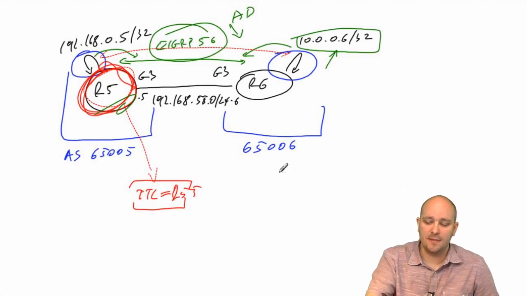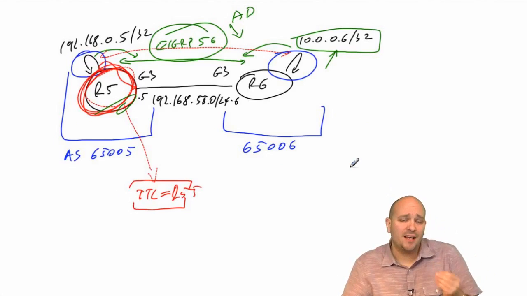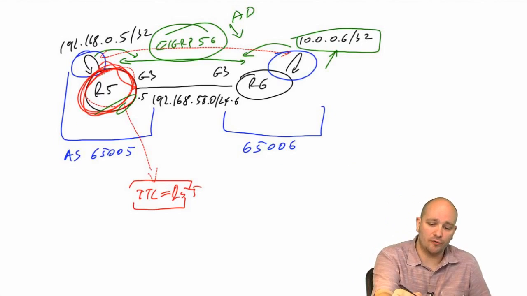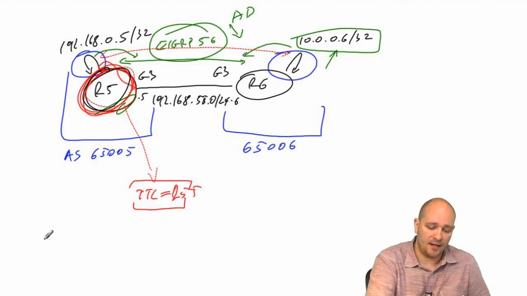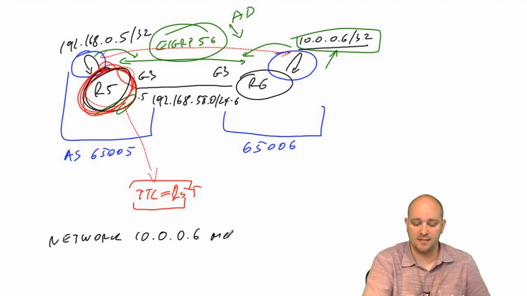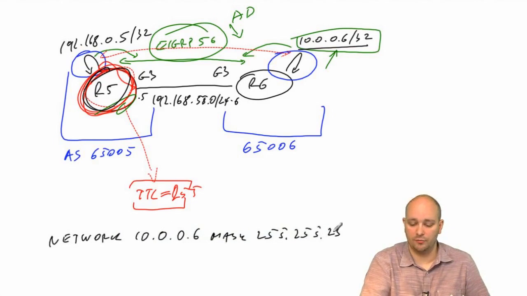Now, what is that mechanism? It is something called the backdoor route. The command is very simple. It's configured on R5, and it's configured as a network statement. So we are going to say network, and then specify the loopback of R6, 10.0.0.6, mask 255.255.255.255.